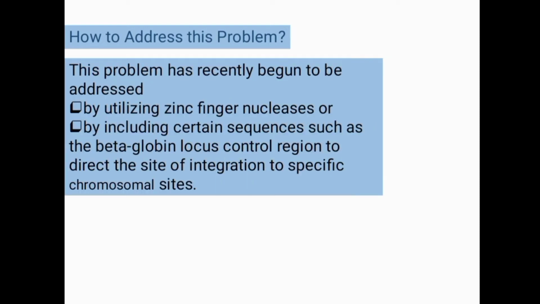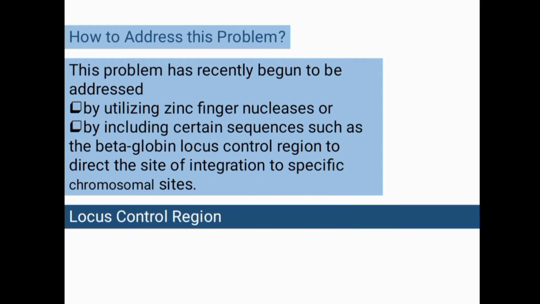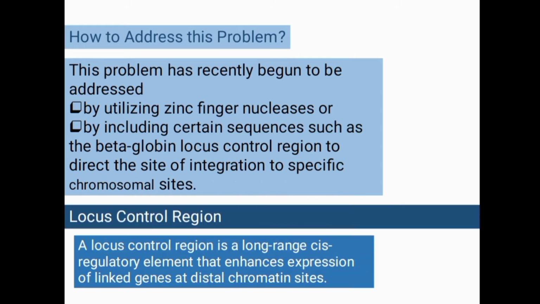How to address this problem? This problem has recently begun to be addressed by utilizing zinc finger nucleases, and the other method is by including certain sequences such as beta globin locus control region to direct the site of integration to specific chromosomal sites. Let's see what a locus control region is. A locus control region is a long-range cis-regulatory element that enhances expression of linked genes at distal chromatin sites.